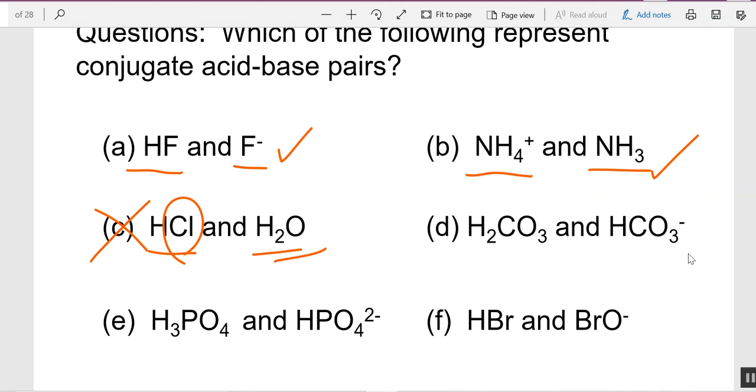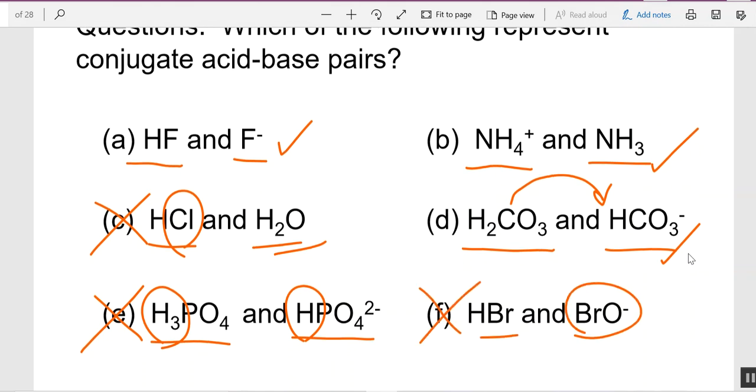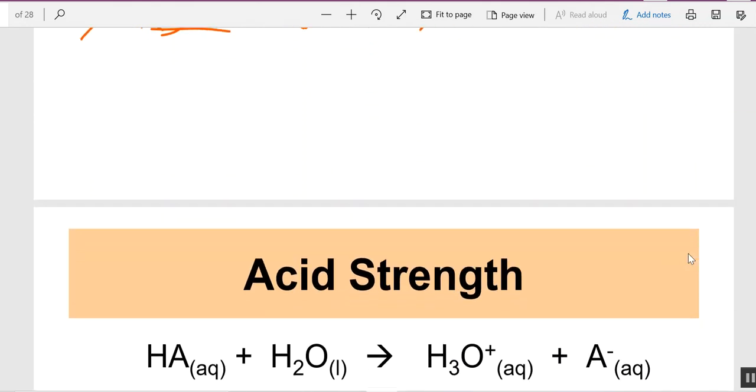Okay. Now this one, H2CO3 and then HCO3 negative. So definitely in order to go from here to here, you have to lose one H plus. So yes, this is a conjugate acid base pair. What about this? You can see that this one has 3 hydrogens. This one has only 1. So the difference is 2 hydrogens. So this one cannot be an acid conjugate base pair. And then this one has oxygen. This one doesn't. Nope. This one is not a conjugate acid base pair. Okay.